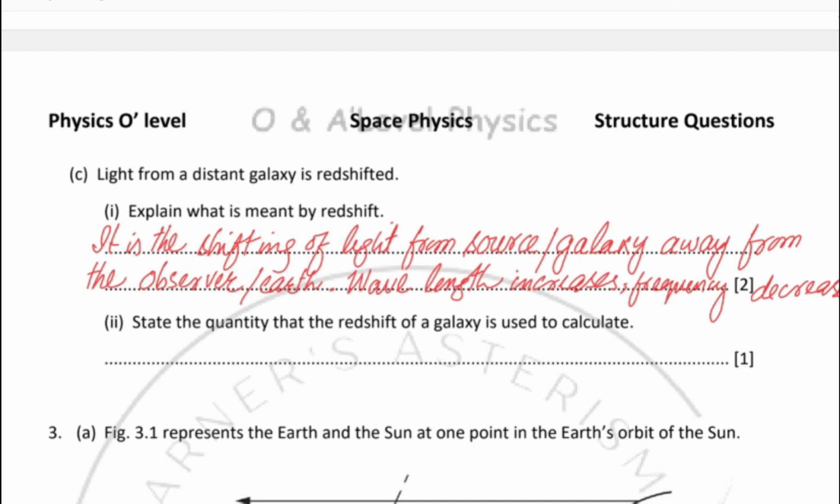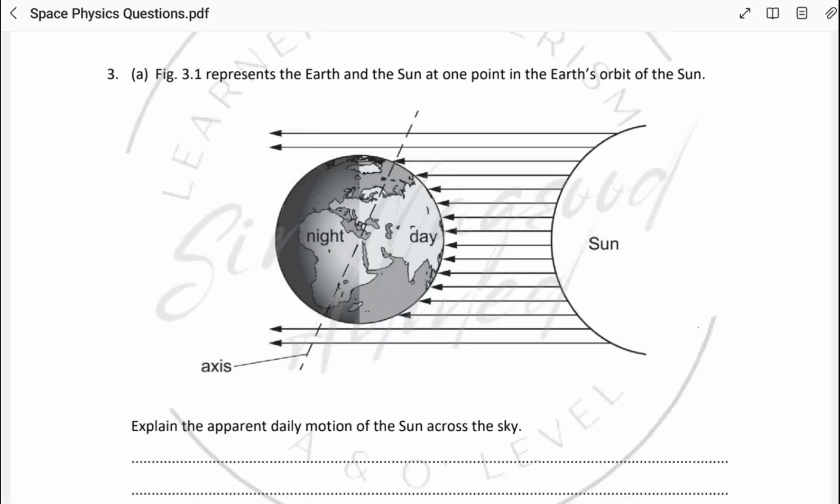Its second part is state the quantity that the redshift of a galaxy is used to calculate. This is very simple answer. That is a speed or velocity. Question number 3. Part A.